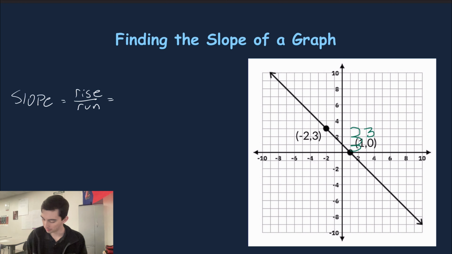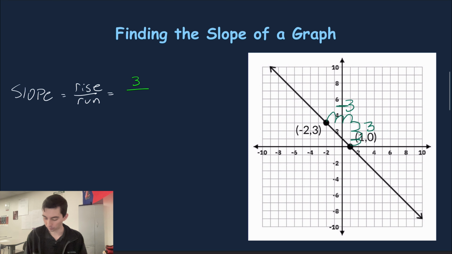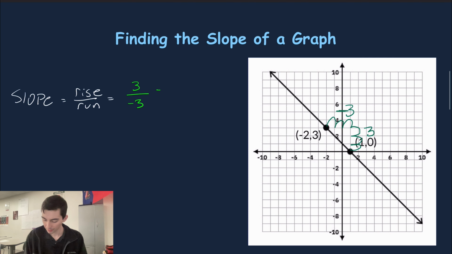So I'm going to say my rise is 3, and now I can find my run. So from here, I'm going to go 1, 2, 3, and I end up at that point. But this time, since I'm moving to the left, I need to make this negative to indicate we're going to the left. And so my run, we're going to say, is -3. And now I can divide these. So +3 divided by -3 means my slope is -1.